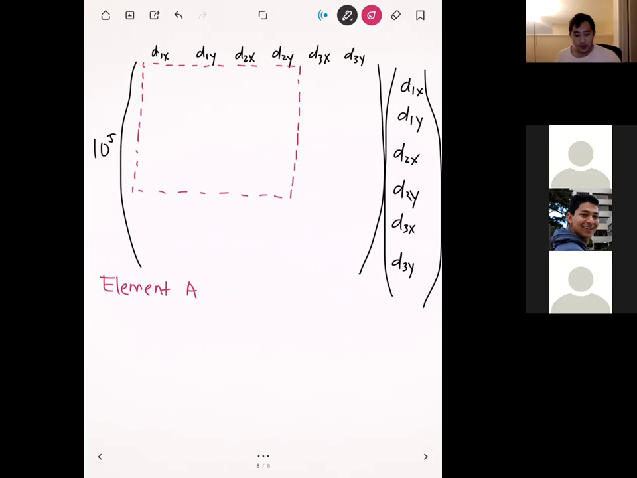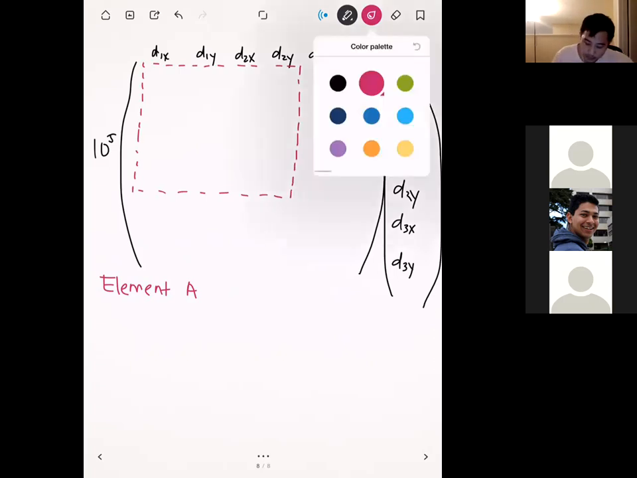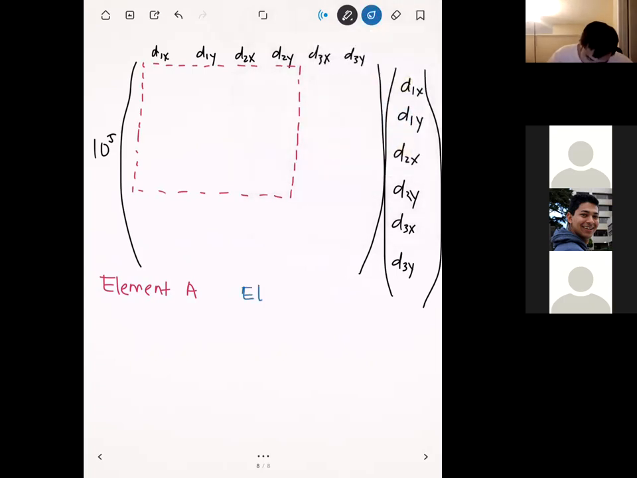Okay. And so that's going to be element A right there. And then element B, I'm going to use this blue color. Remember, element B is acting on nodes 1 and 3. And so that's going to go like this.